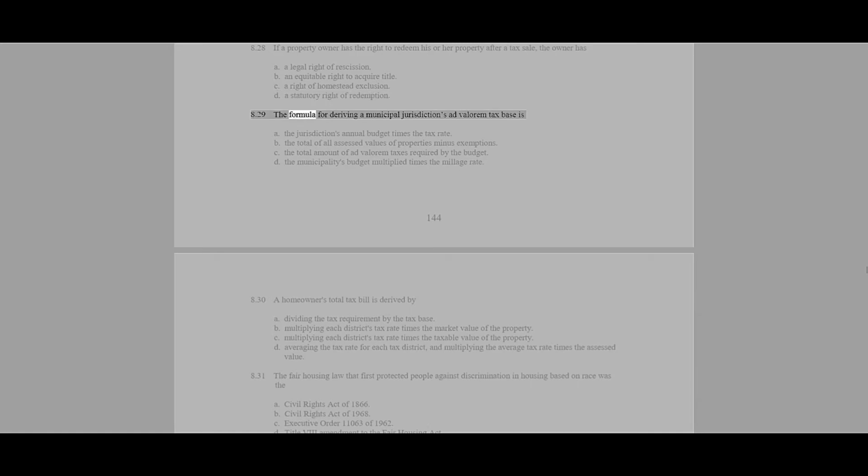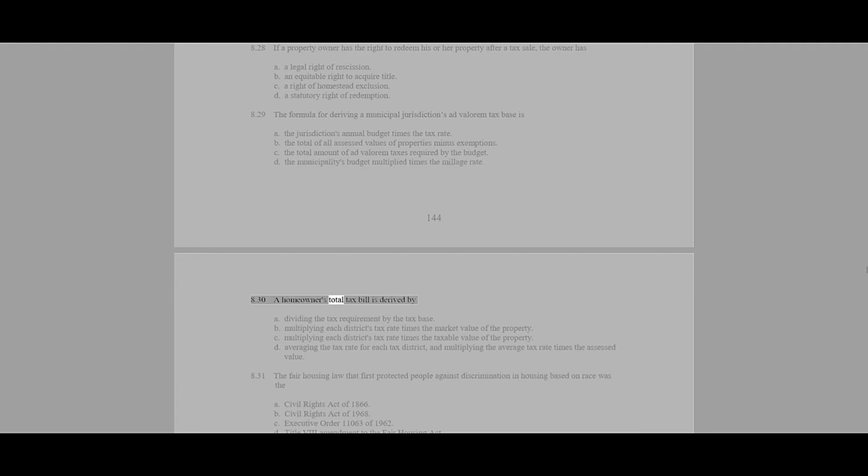8.29 The formula for deriving a municipal jurisdiction's ad valorem tax base is A. The jurisdiction's annual budget times the tax rate. B. The total of all assessed values of properties minus exemptions. C. The total amount of ad valorem taxes required by the budget. D. The municipality's budget multiplied times the millage rate.